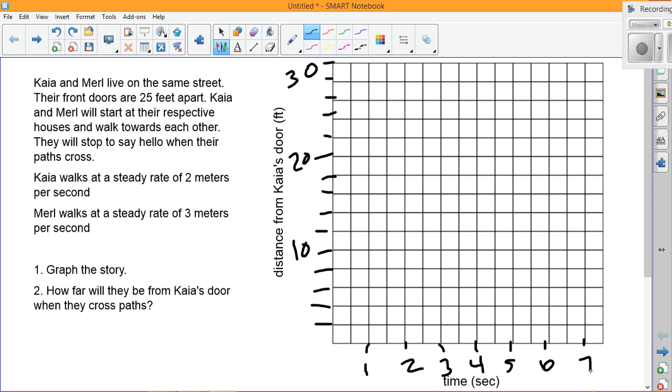Now for the purpose of this graph, I'm going to make Kaya in purple and Merle in blue. Let's start with Kaya's graph. Since Kaya is starting at her own door, she's going to be 0 feet away from her door. So at 0 seconds, she will be 0 feet away. So she'll start on the origin. And at 1 second, since she walks at a steady rate of 2 meters per second, at 1 second she'll be at 2.